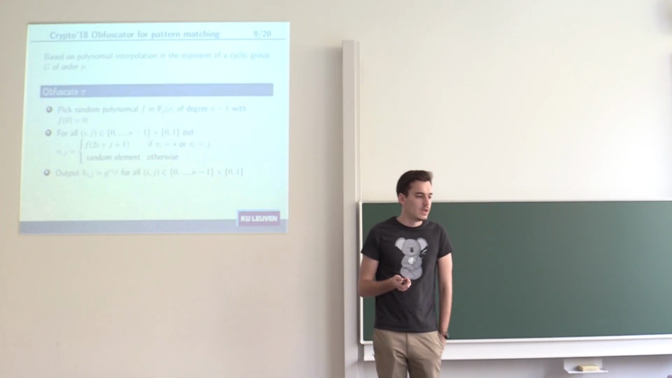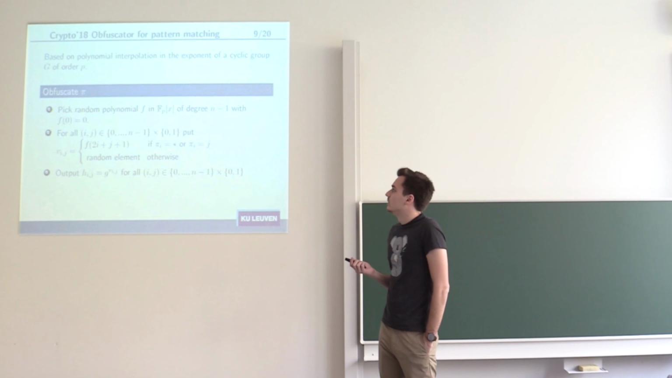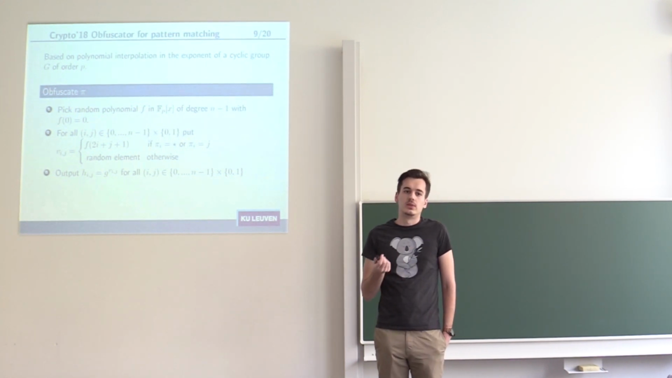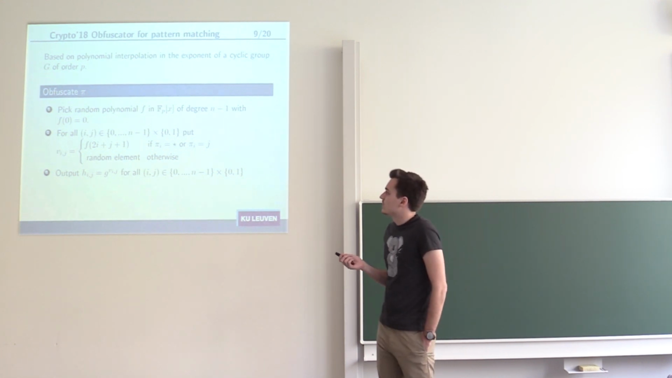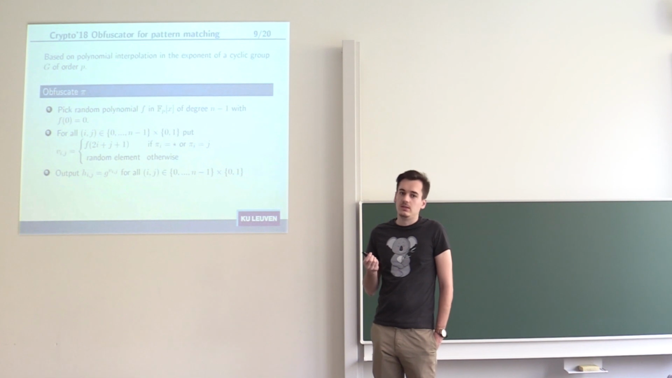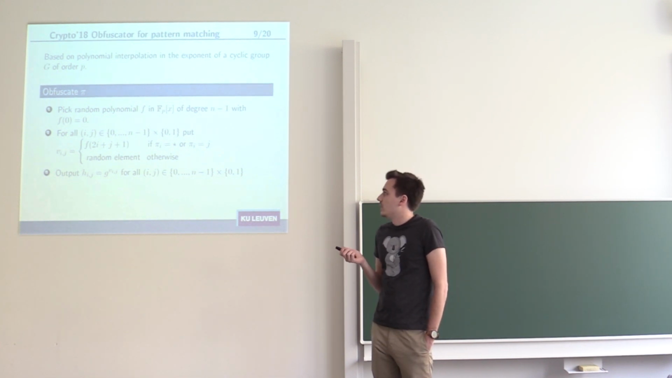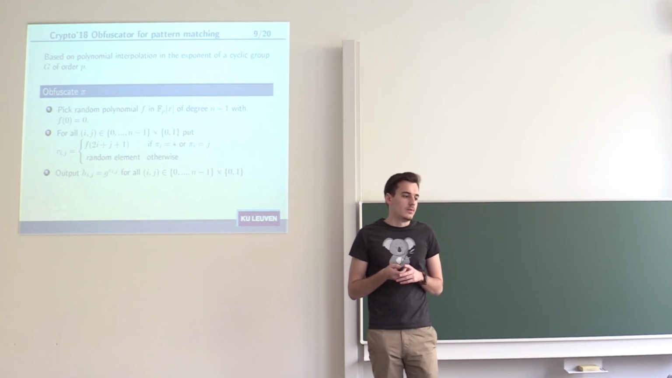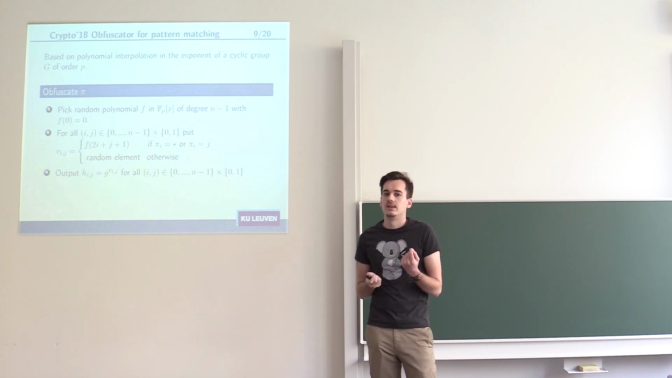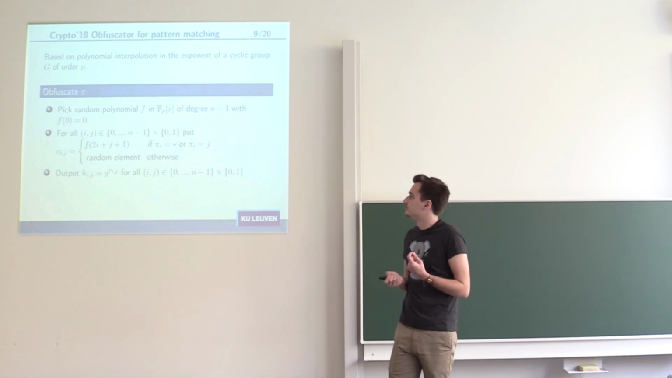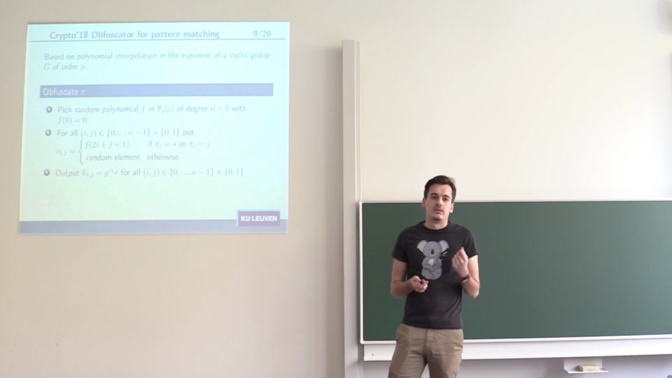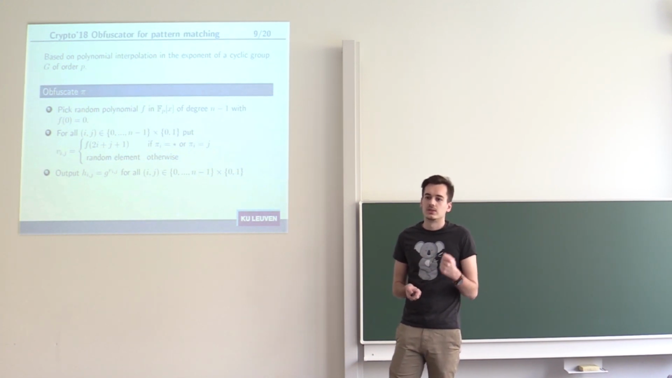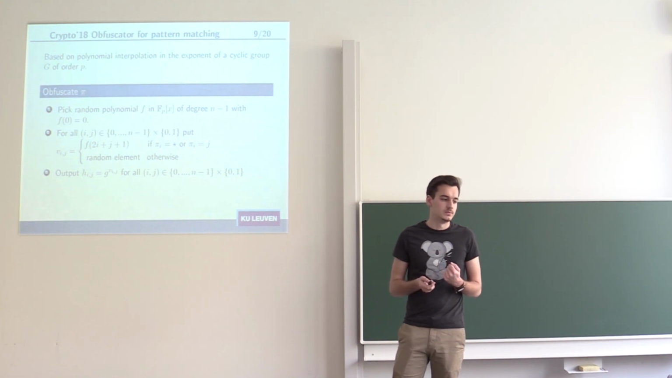Okay, so this construction works based on polynomial interpolation in the exponent group. So I'll explain. If you want to obfuscate a pattern, what you do is you pick a random polynomial of degree n-1, where n is the length of the pattern. And you pick it in such a way that f of 0 is equal to 0. So the constant term of the polynomial is equal to 0.